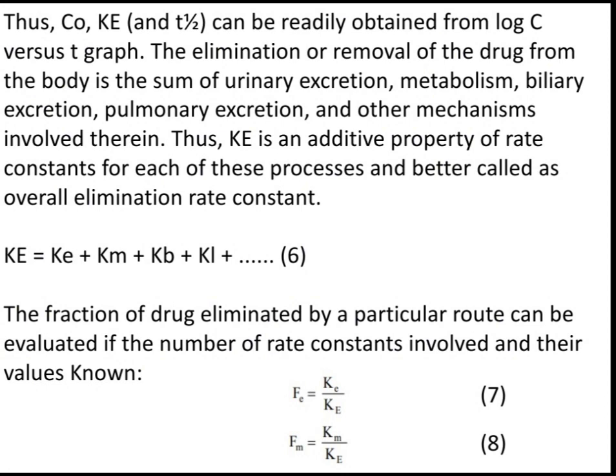The fraction of drug eliminated by a particular route can be evaluated if the rate constants involved and their values are known. Fe = Ke/K, equation 7. Fm = Km/K, equation 8.